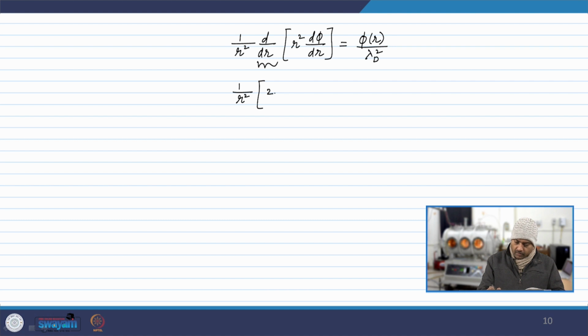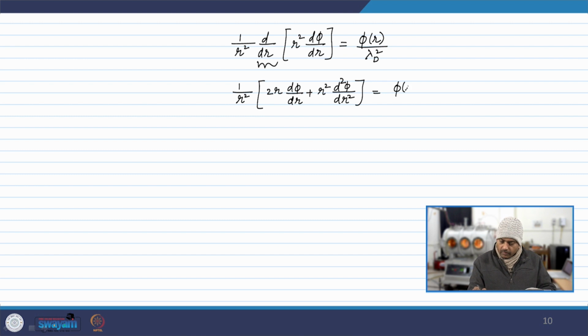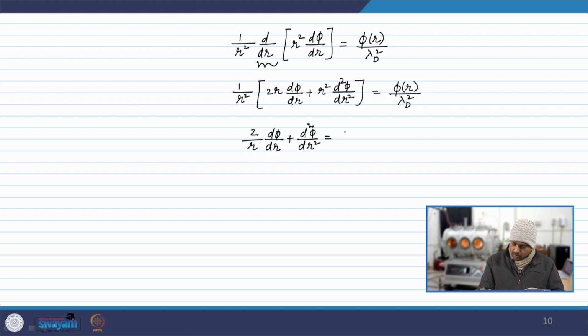Taking the derivative inside, we have 2r dφ/dr plus r² d²φ/dr², which is equal to φ(r) divided by λ_D². Taking the 1/r² also inside, we have 2/r dφ/dr plus d²φ/dr² is equal to φ(r) divided by λ_D², right.